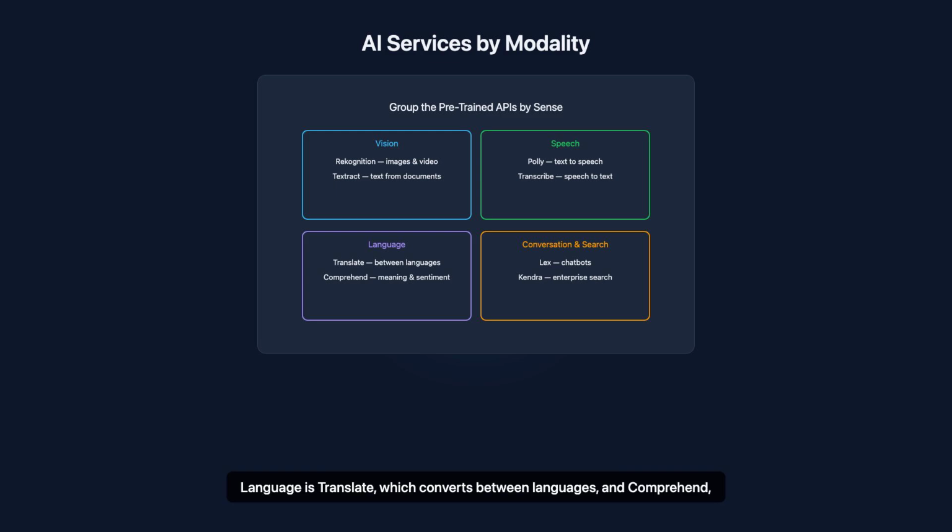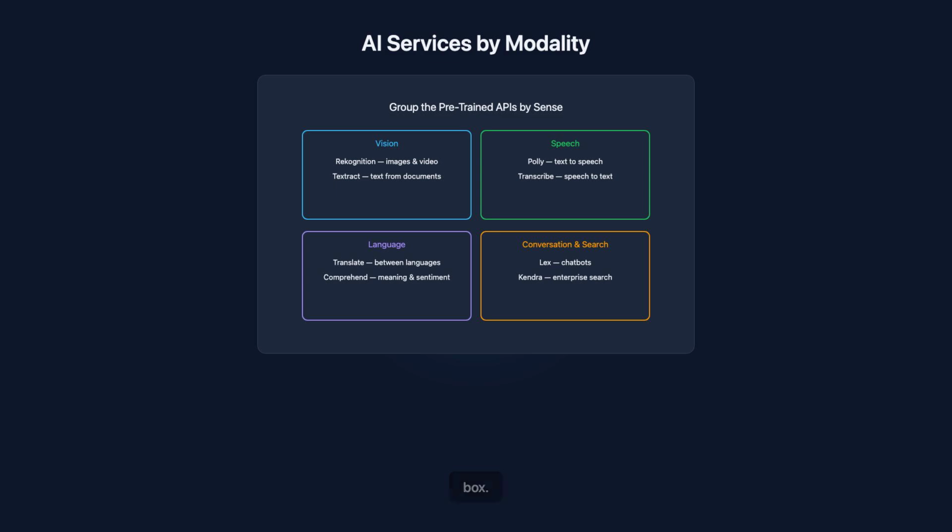Language is Translate, which converts between languages, and Comprehend, which figures out meaning and sentiment. And Conversation and Search is Lex for chatbots and Kendra for enterprise search. Group them by sense, and the keyword in any question lights up the right box. And just so it's on your radar, there's one more name coming up: Amazon Q, Amazon Web Services Generative AI Assistant, which we'll cover in a moment.